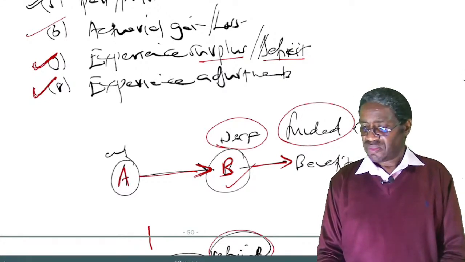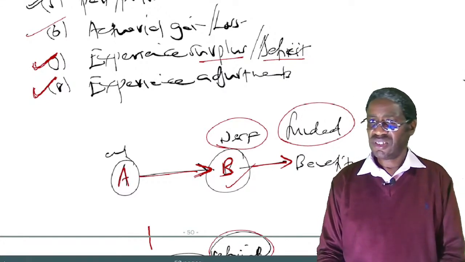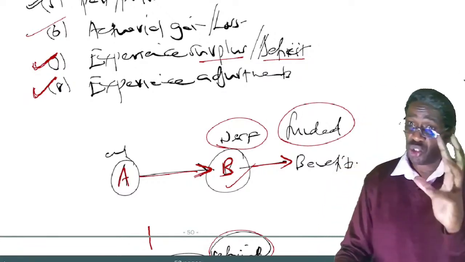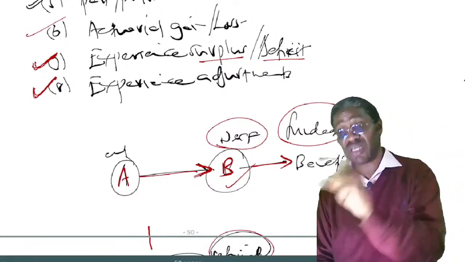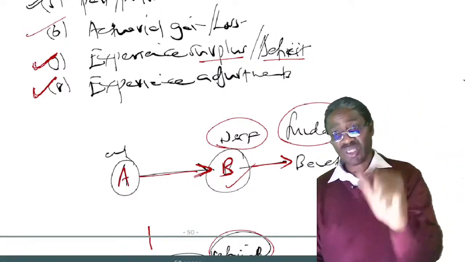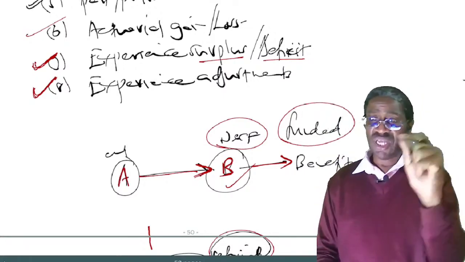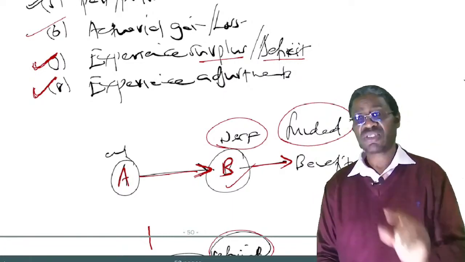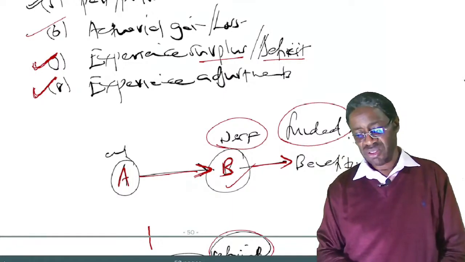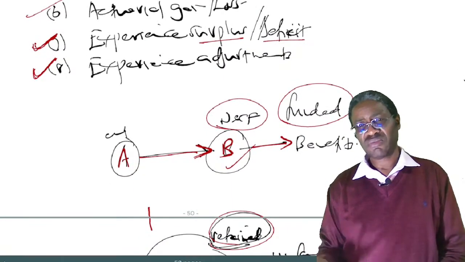Good. So we have defined what's an actuarial gain. It occurs when the actual earnings in the fund exceed the projected earnings. What's an actuarial loss? It occurs when the actual earnings in the fund are less than the projected earnings. Let's go to number seven.